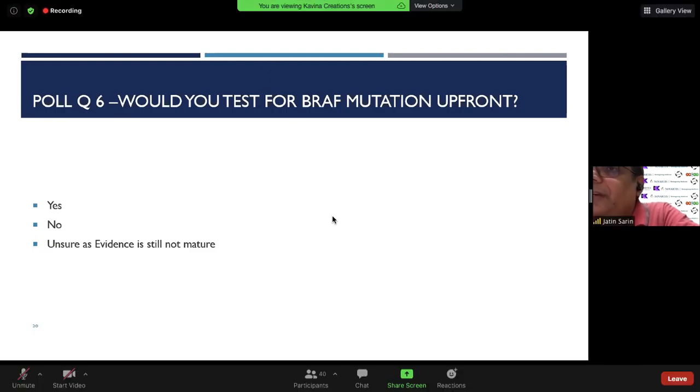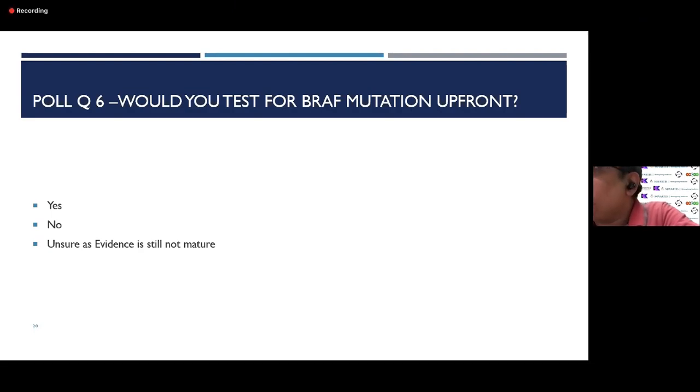I think if there is a treatment available and the patient can afford it, one can go for an NGS testing upfront, which can detect BRAF mutation simultaneously along with all mutations. Just one question: who all are sending their lung cancer biopsy specimens upfront for NGS testing?